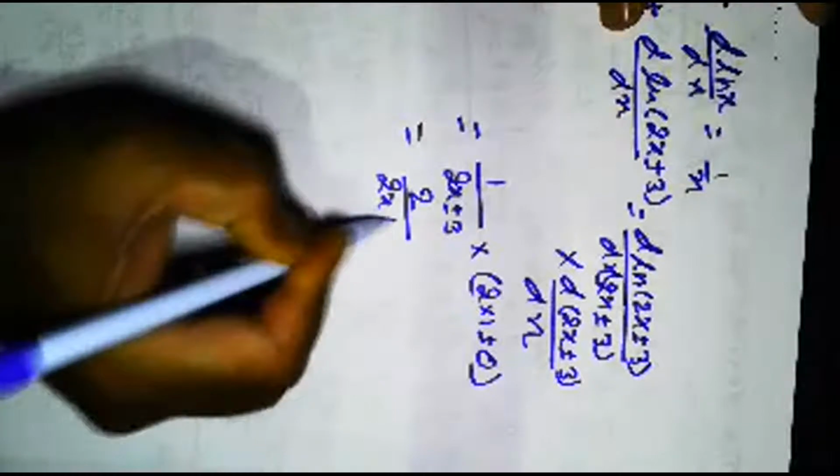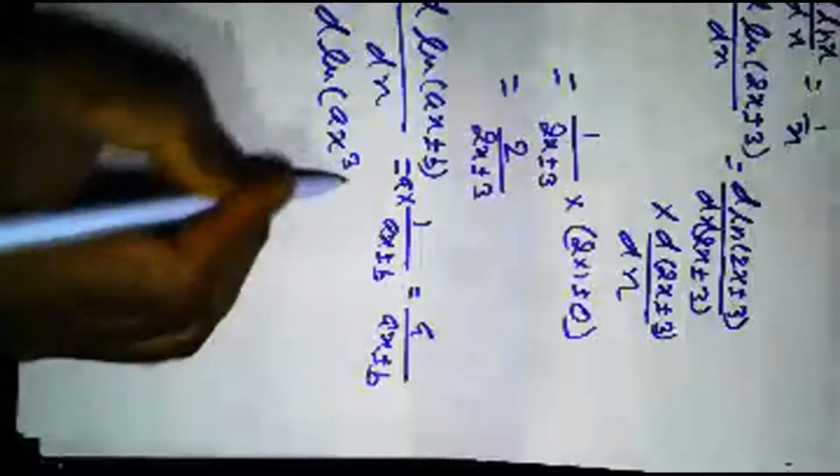So we apply the chain rule again. It is d ln(2x plus or minus 3) over d(2x plus or minus 3), times d(2x plus or minus 3) over dx. After this step, it is 1 by 2x plus or minus 3 times the derivative of this, which is 2 times 1 plus or minus the derivative of 3, which will be 0 because it is a constant. So it is 2 divided by 2x plus or minus 3.